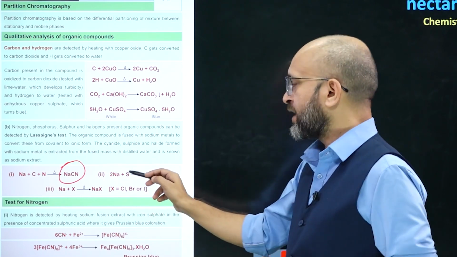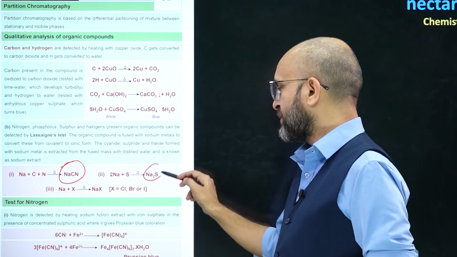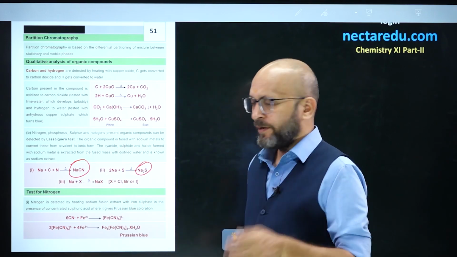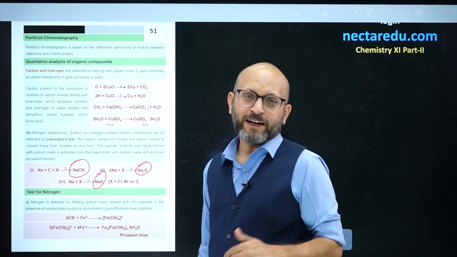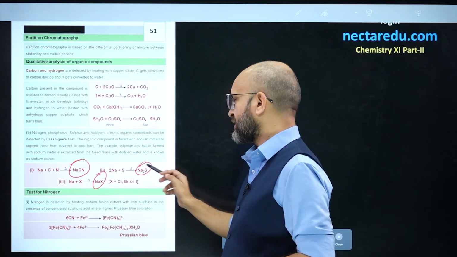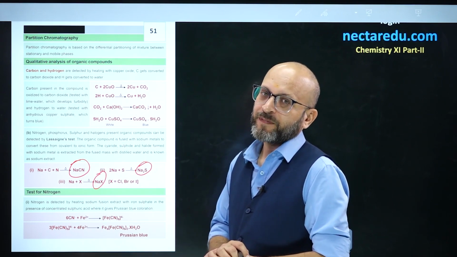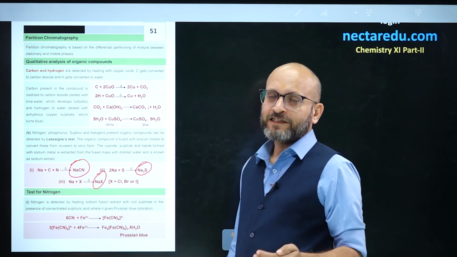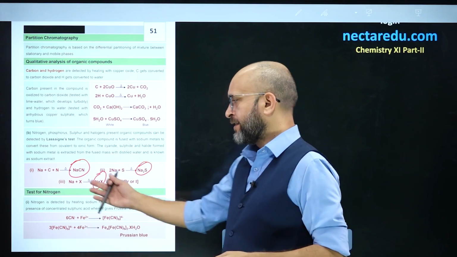Similarly, if sulfur is present in the organic compound, it will react with sodium to form sodium sulfide. If halogen is present in the organic compound, it will convert into sodium halide. So carbon and nitrogen convert into cyanide, sulfur is converted into sodium sulfide, and halogen into sodium halide. Next, we carry out tests one by one for nitrogen, sulfur and halogens. Firstly we have the test for nitrogen.